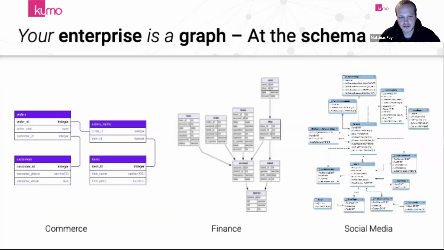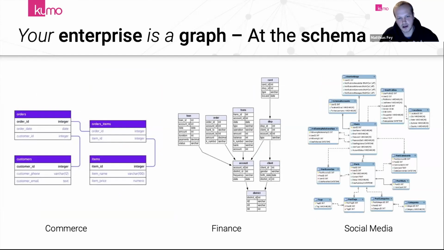The motivation of Kumo is that your enterprise is basically a graph. If you're working on a relational database, that means you have entities in your graph that relate to each other. You may think about a commerce system, which has customers and items, and these customers and items are connected to each other through something like orders. If you're in a finance setting, then you may have accounts, and these accounts are related to transactions or loans and so on. These relations also describe how that can map to a graph.